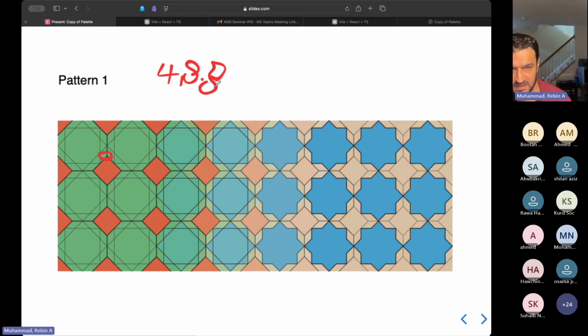I cannot draw very well, sorry for that. So 4 is the square, 8 is an octagon, another octagon. So this kind of tessellation is called 4, 8, 8. Anyone who has taken a tessellation class understands this is how we name tessellations.